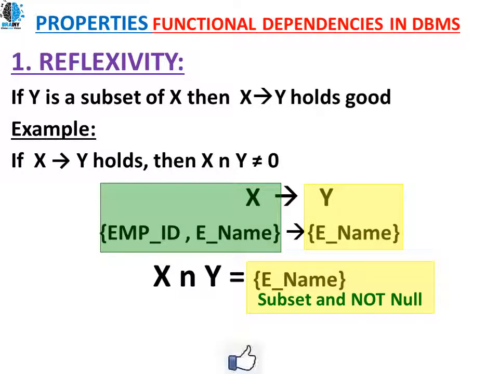Trivial functional dependency is nothing but reflexive, which is going to determine its own attribute. So reflexivity is nothing but a trivial functional dependency. This always holds good, always true, because it purely depends on trivial functional dependency, one type of functional dependency.